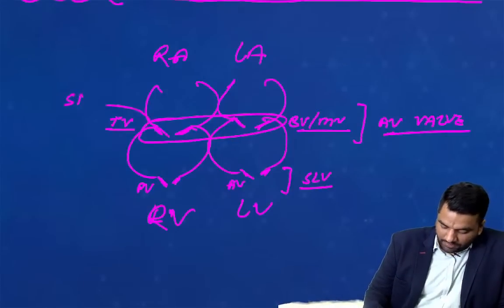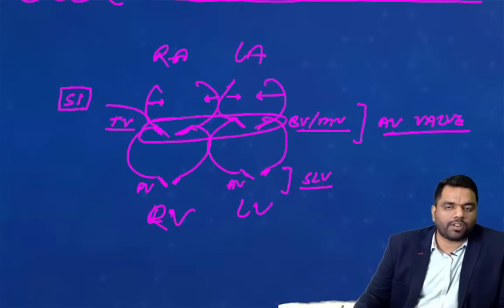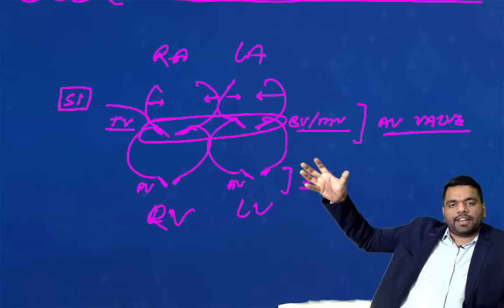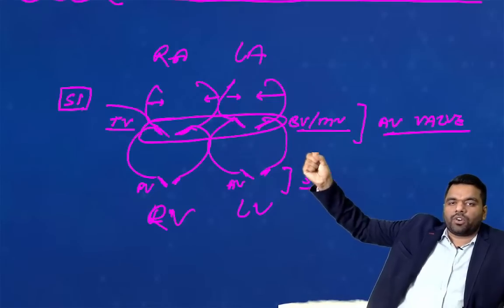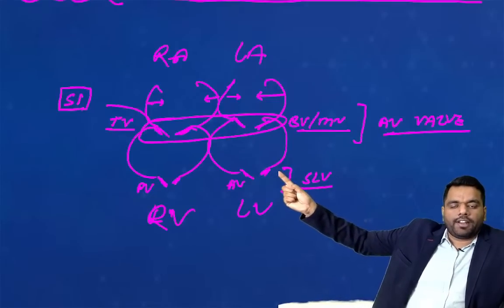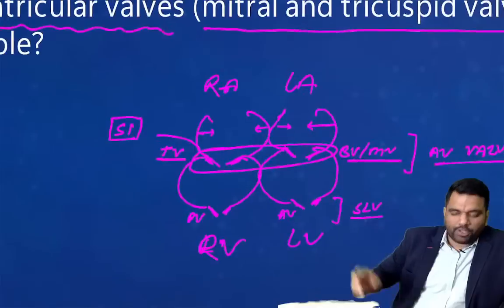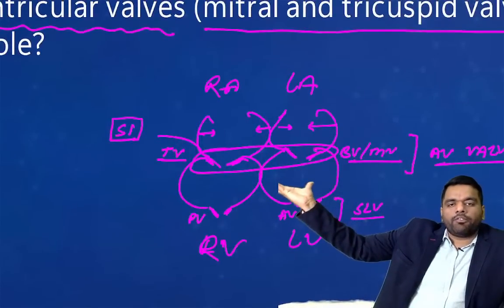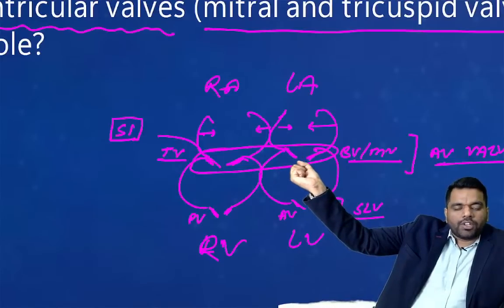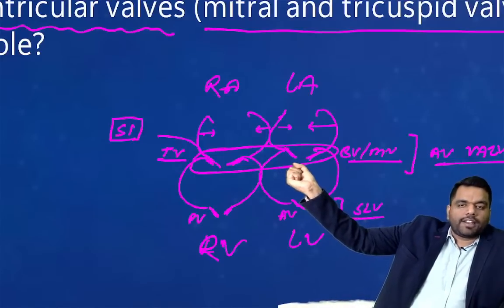We know that the first sound occurs due to the closure of these valves, and this leads to S1. When will it happen? When the atria contract, and this contraction is called systole. So when the atria are contracting, this is called atrial systole. After this atrial systole, all the blood goes into the ventricles. Now these valves are simultaneously going to be closed, and whenever these valves close, due to the closing of the door, it creates the sound.